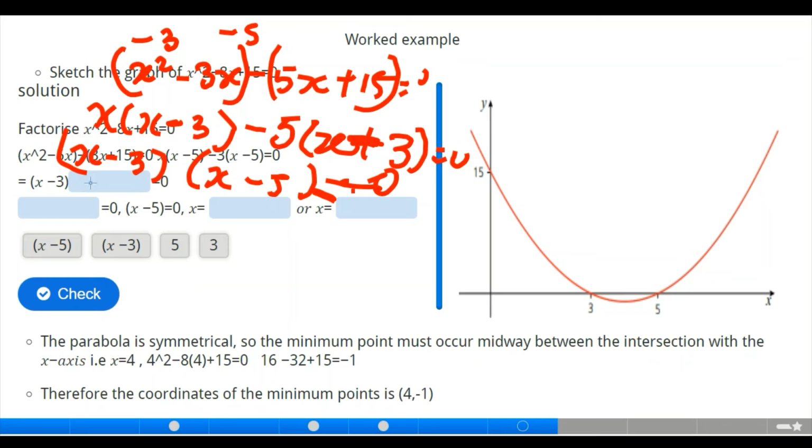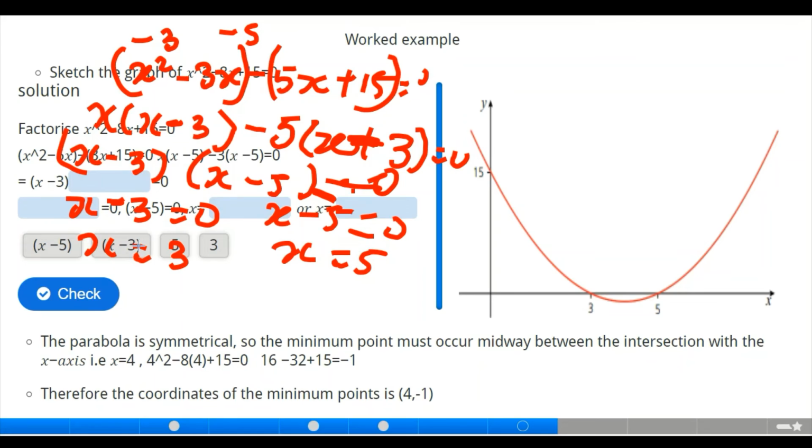So when x minus 3 equals 0, by the time x crosses to the other side, it changes to what? x equals 3. And when x minus 5 equals 0, minus 5 changes to what? Plus 5 by the time it crosses the equals sign. So x equals what? 5. So the value for x is x equals 3 or x equals 5.